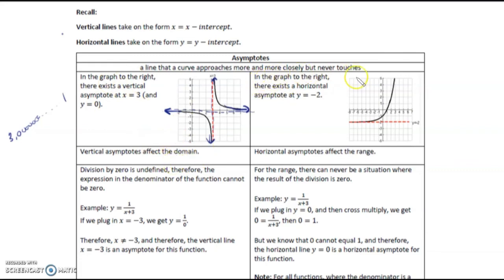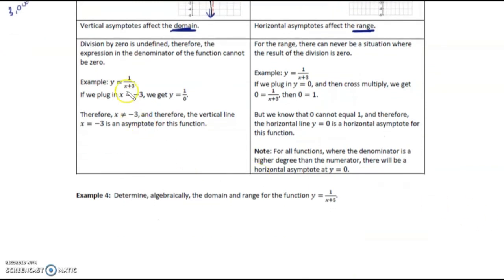In the graph on the right, there exists a horizontal asymptote. So this is another function that we're going to be dealing with here. This becomes closer and closer to -2, but never actually hits it. Vertical asymptotes affect the domain, whereas horizontal asymptotes affect the range. Division by 0 is undefined, therefore an expression in the denominator of the function cannot be 0.